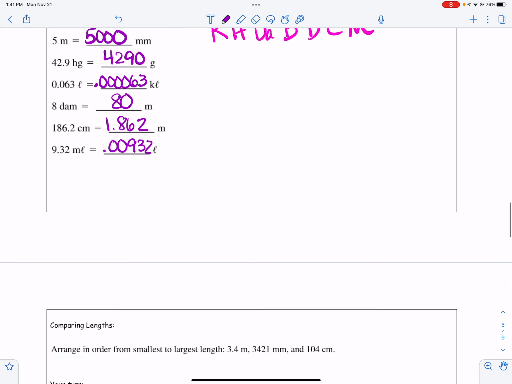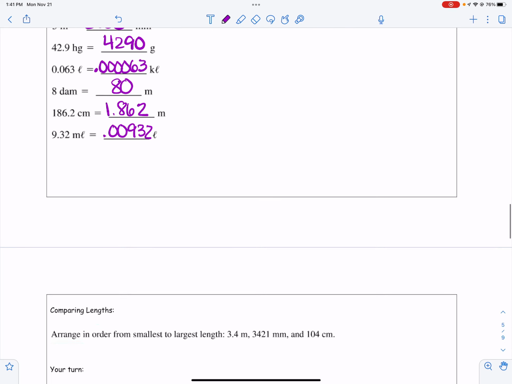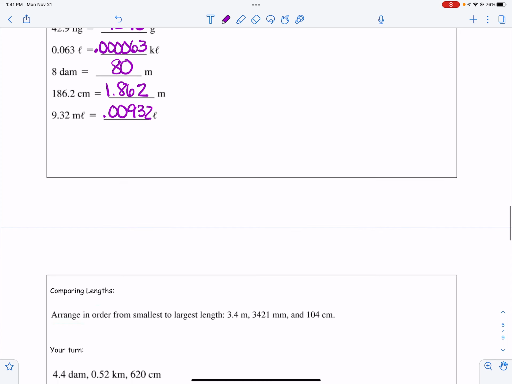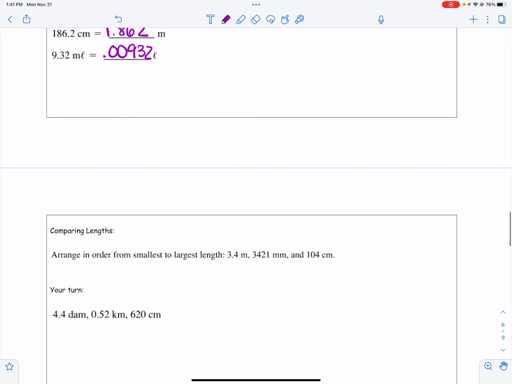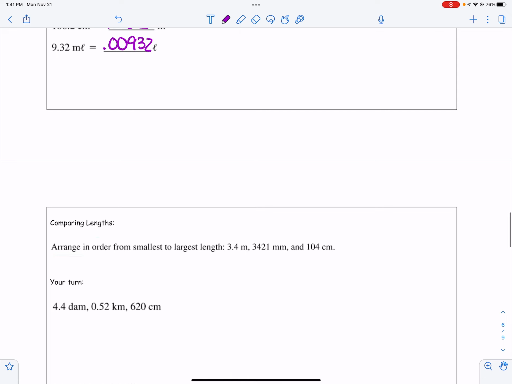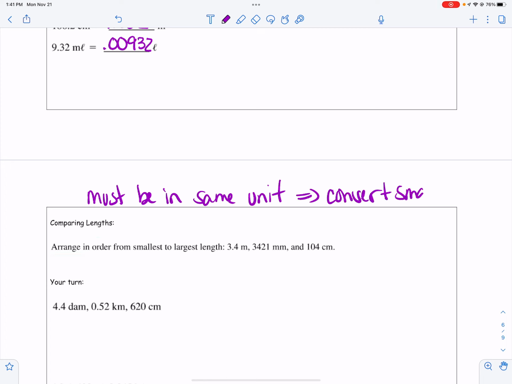And the last one, 9.32 milliliters, is equal to 0.00932 liters, okay? Now the next one, you need to make sure that you're in the same unit. So must be in the same unit. And I think it's always easier to convert to the smallest unit. That way you don't have to worry about decimals.